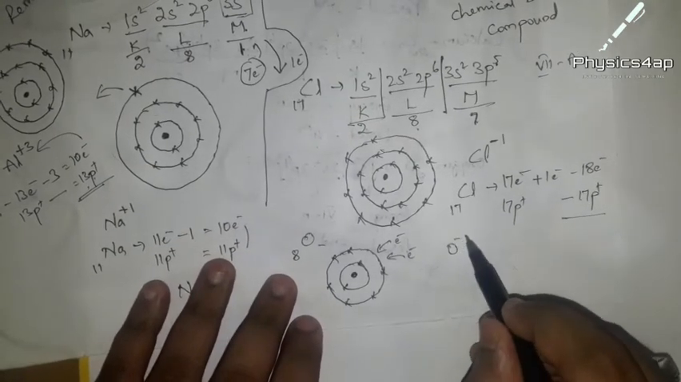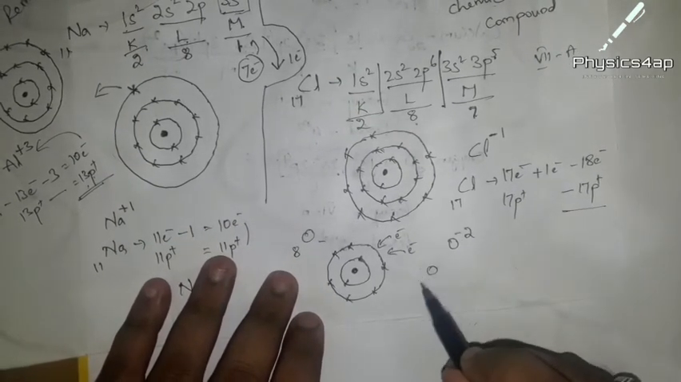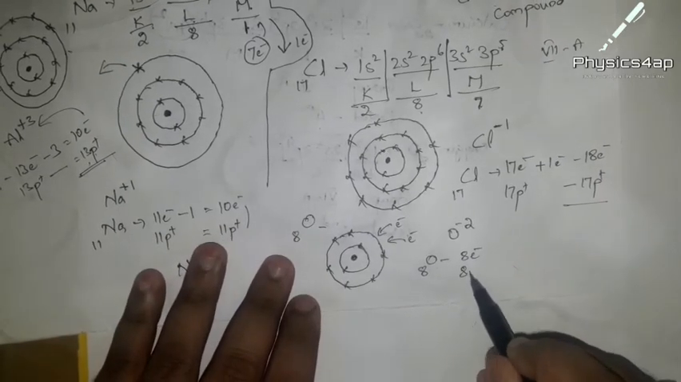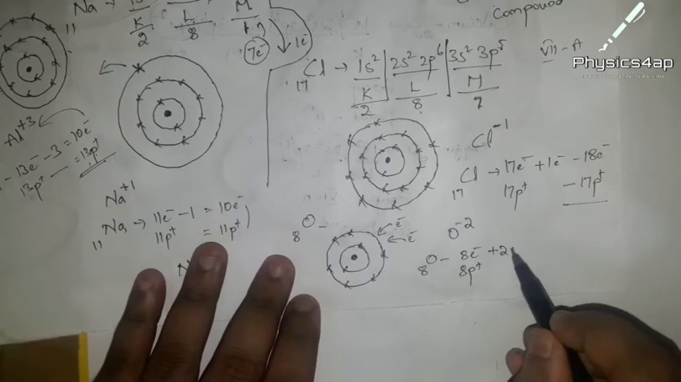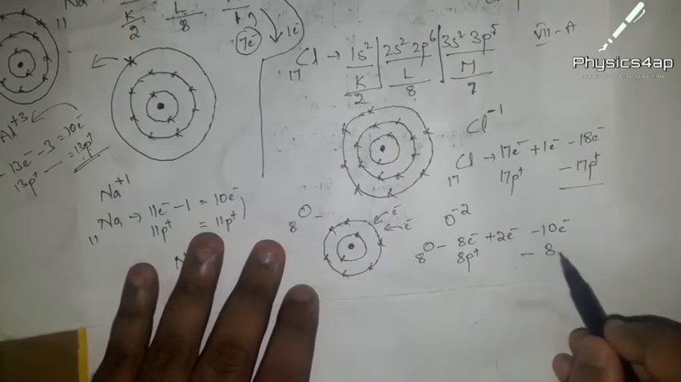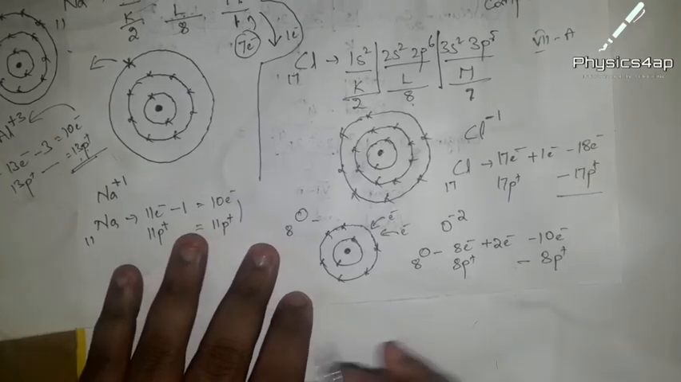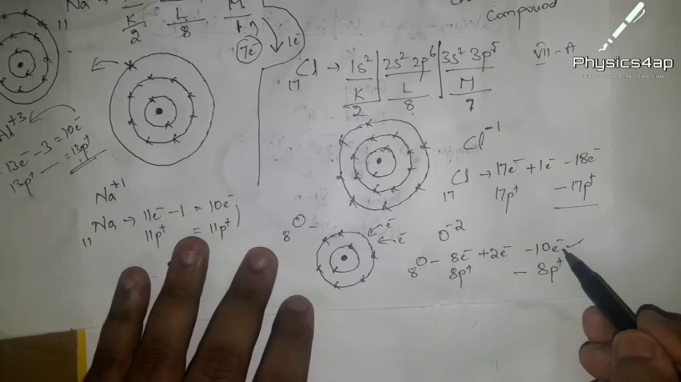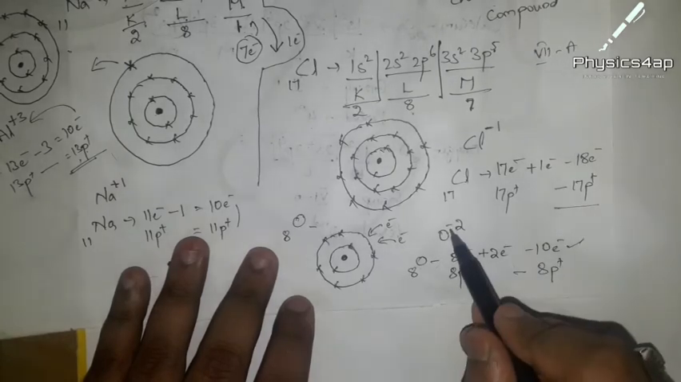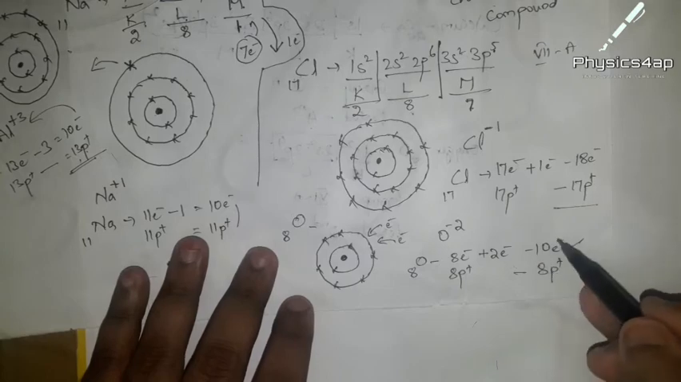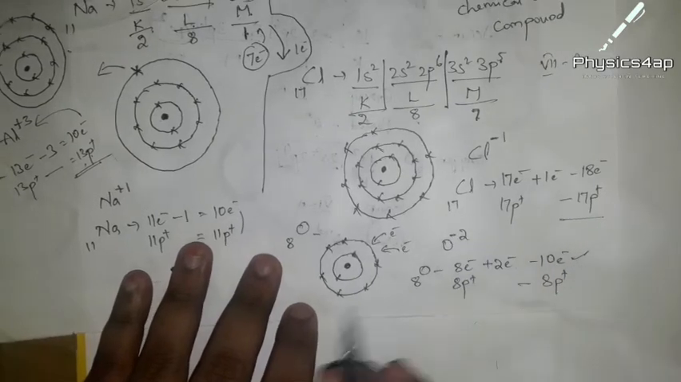oxygen becomes minus 2. That is, as oxygen has 8 electrons and 8 protons, by adding 2 electrons it becomes 10. As there is no change in protons, it stays 8. Now which is greater? Yes, electrons are greater. The electron charge is negative, so it is negative. How many times is it greater than protons? It is greater by 2. So we get O minus 2.